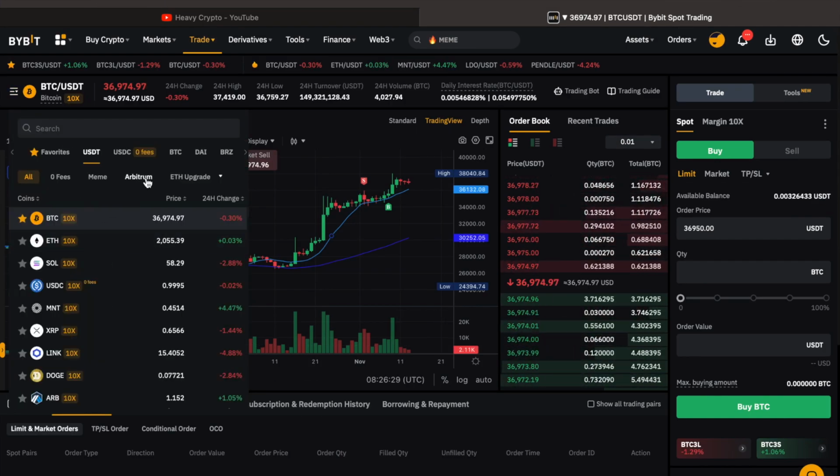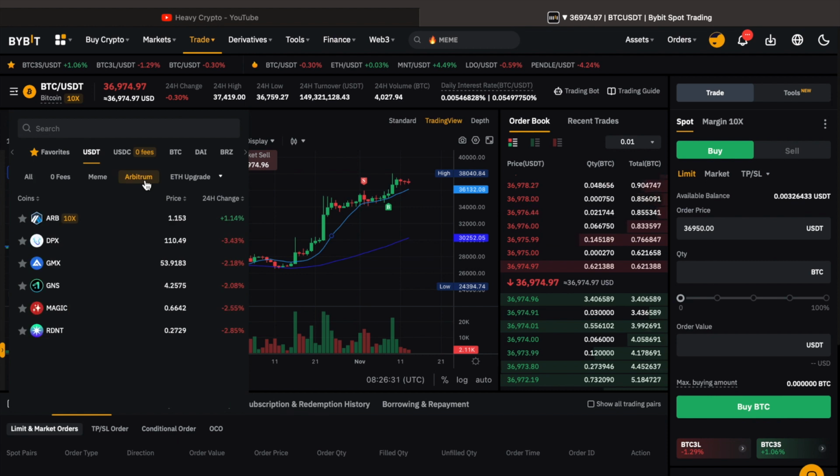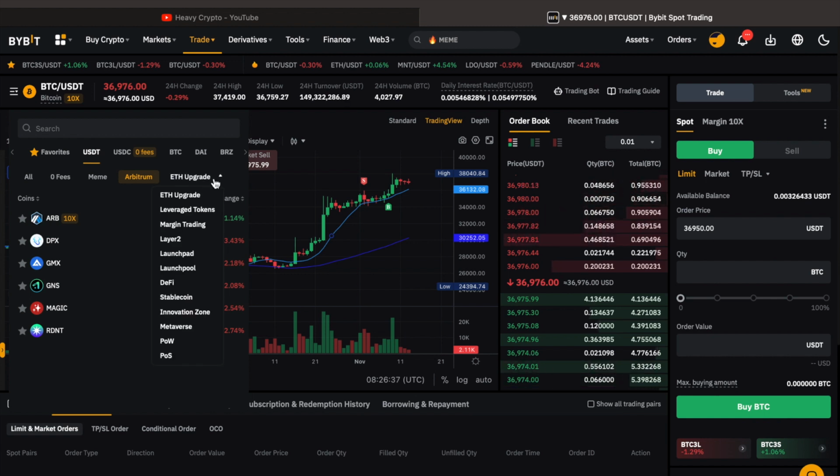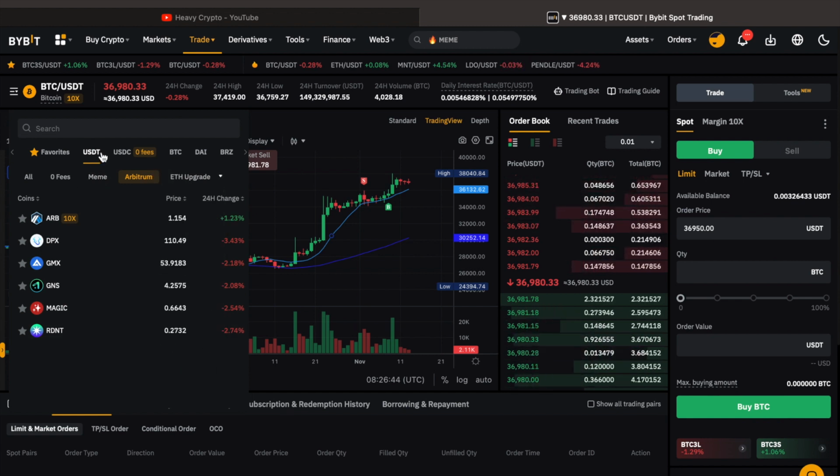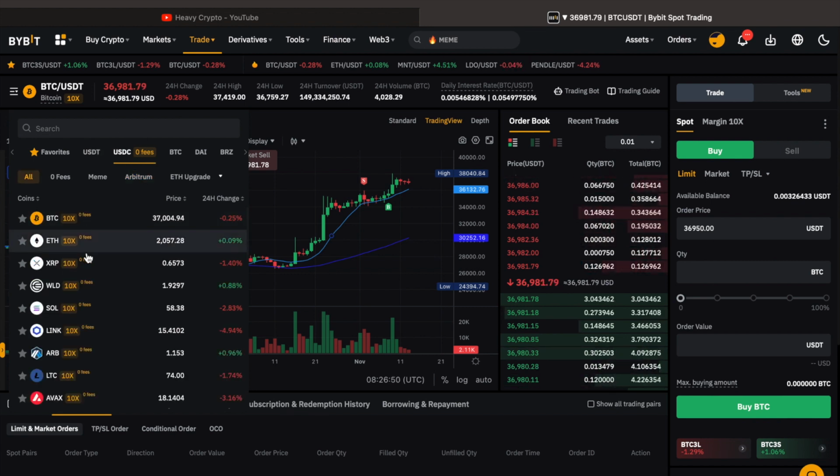And if you want the Arbitrum ecosystem, you're gonna go ahead and click this tab. It's gonna show you all the coins that are available under the Arbitrum ecosystem, and you can also go through all the ecosystems available on Bybit right here. But if you want to buy Bitcoin using USDT, which is the 0 fees one right here, then you're just gonna go ahead and click this pair, and it's gonna show you all the pairs that are under USDC.